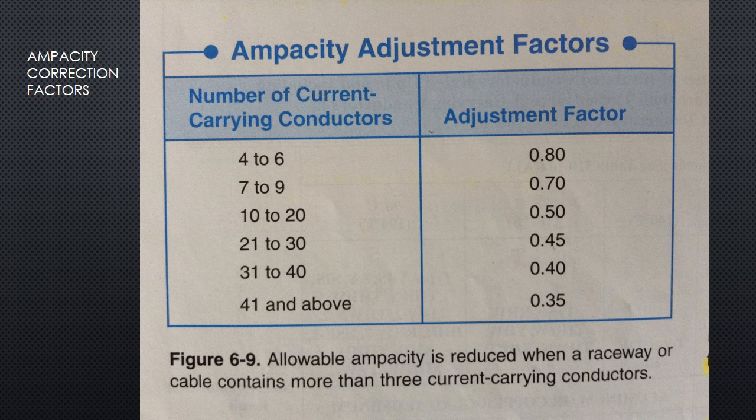Ampacity adjustment factors. There's a table 6-9 shown on the screen, showing the allowable ampacity is reduced when a raceway or cable contains more than 3 current carrying conductors.